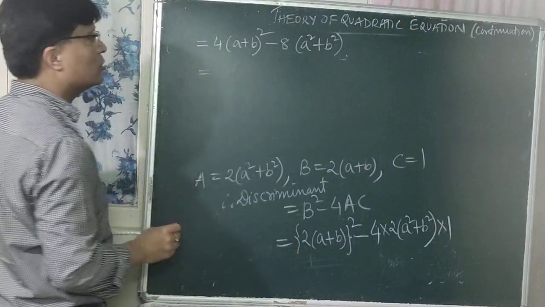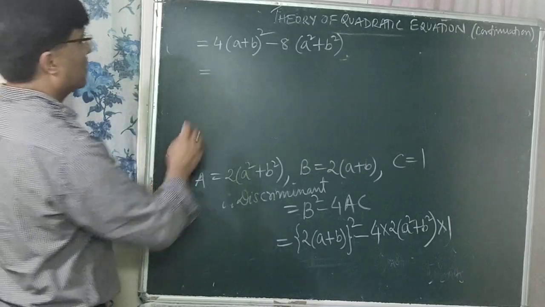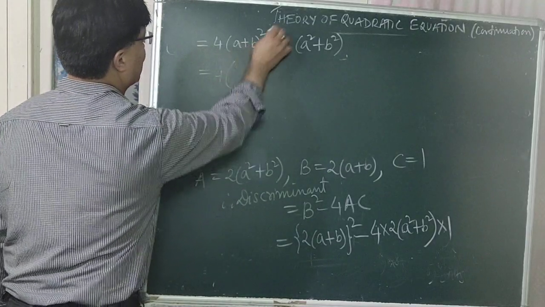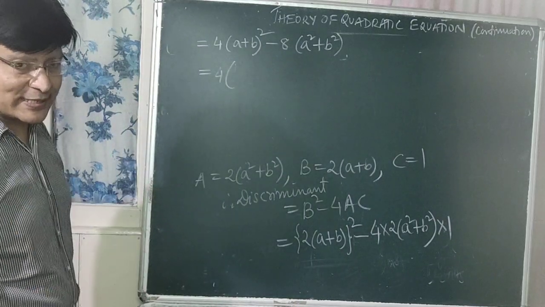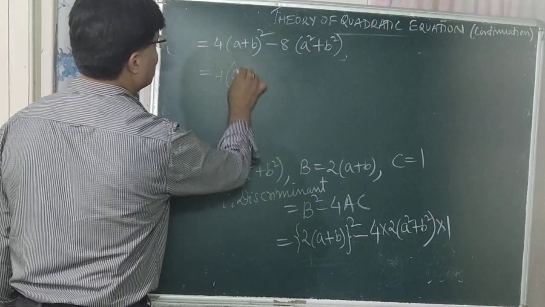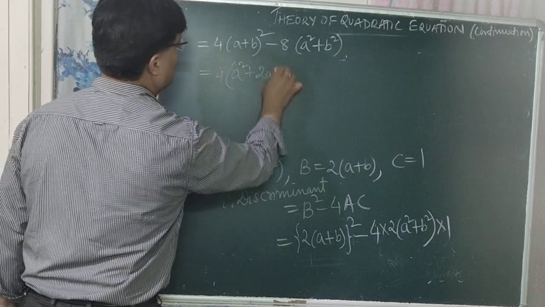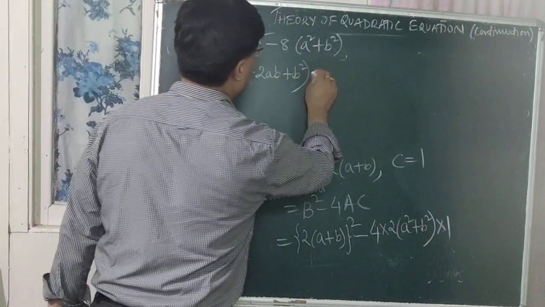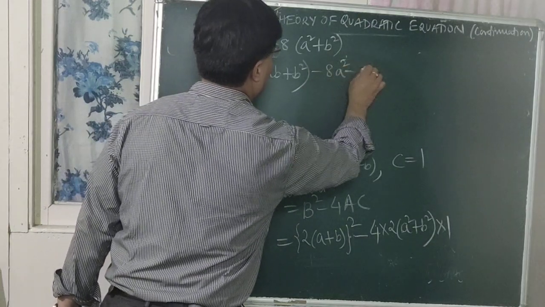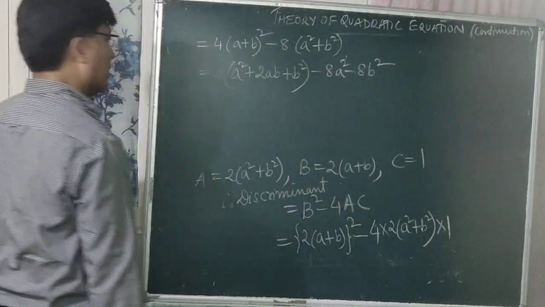So which is equal to, now let us simplify it. 4 into, what is a plus b whole square? You know this formula? You should know this formula. You are in class 10. What is a plus b whole square? A square plus 2ab plus b square. Right? Then minus 8a square minus 8b square.